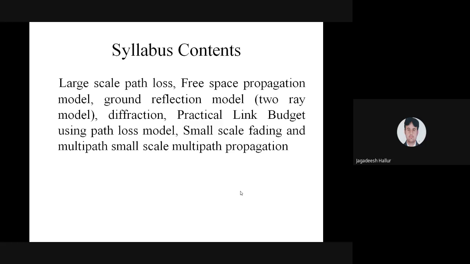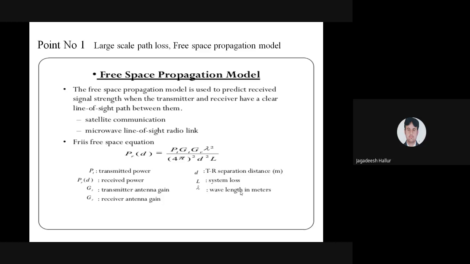Two derivations are very important in this unit. We'll start with point number 1, the large scale path loss or free space propagation model. I already told you the free space propagation model means the signal can be propagated over a longer distance from Earth to the satellite. We are sending the information from Earth to the satellite, that is free space. How do they calculate this when sending information from Earth to the satellite?